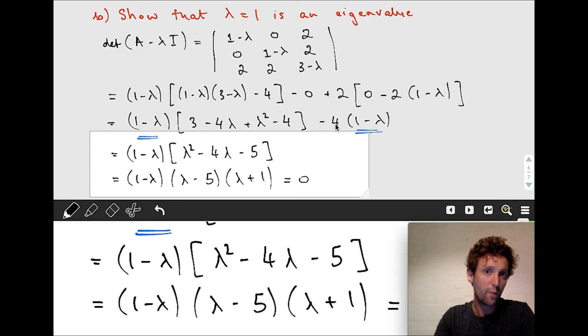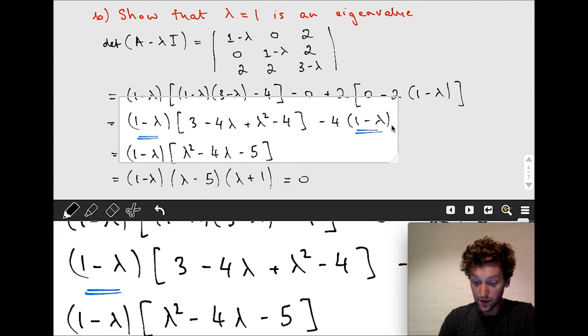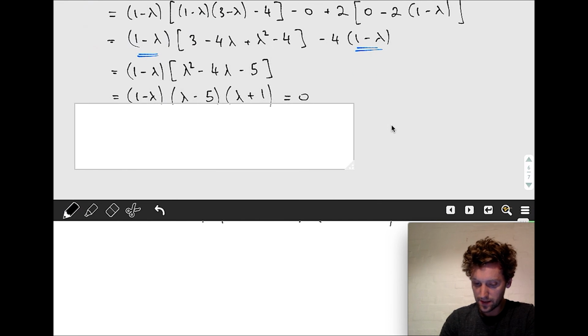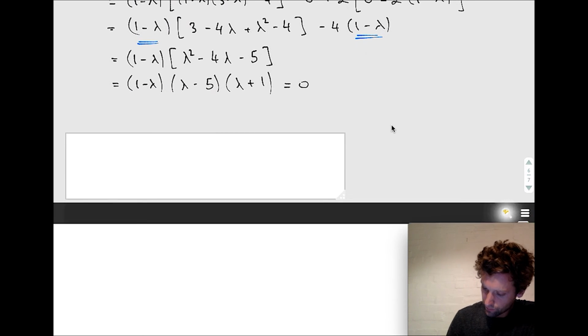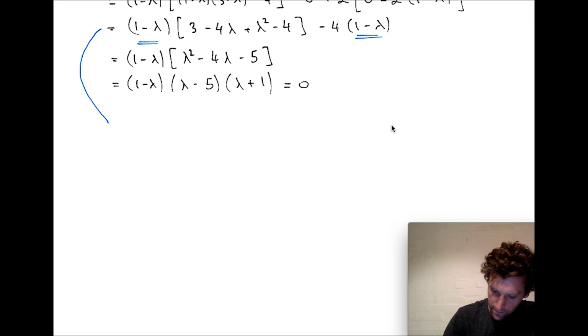Now let's say I hadn't spotted that factorization. Let's say I was at this point in the calculation and I didn't notice that lambda minus 1 was going to be a factor. So let's say I just plowed ahead and multiplied all this out. How would I figure out that lambda minus 1 was a factor of that? And how would I figure out what the other two solutions were as well? So let's see how you do that. Let's come from this expression here and jump down here.